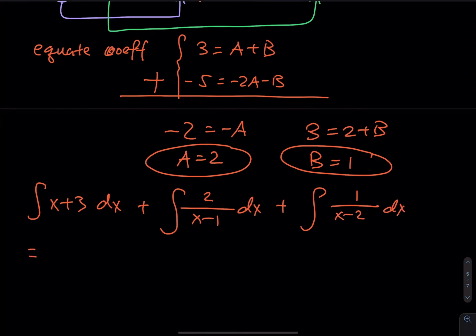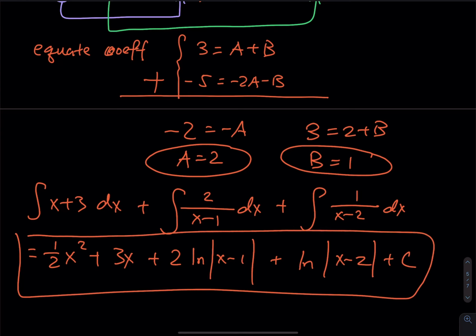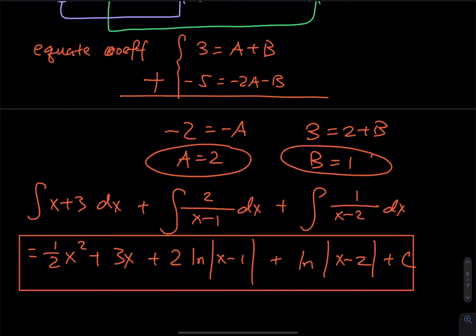So this is 1/2 x squared, right? Plus 3x. And then this is a 2. Still remember this, ln absolute value of (x - 1). And then ln absolute value of (x - 2) plus C. There you go. That is the final answer.